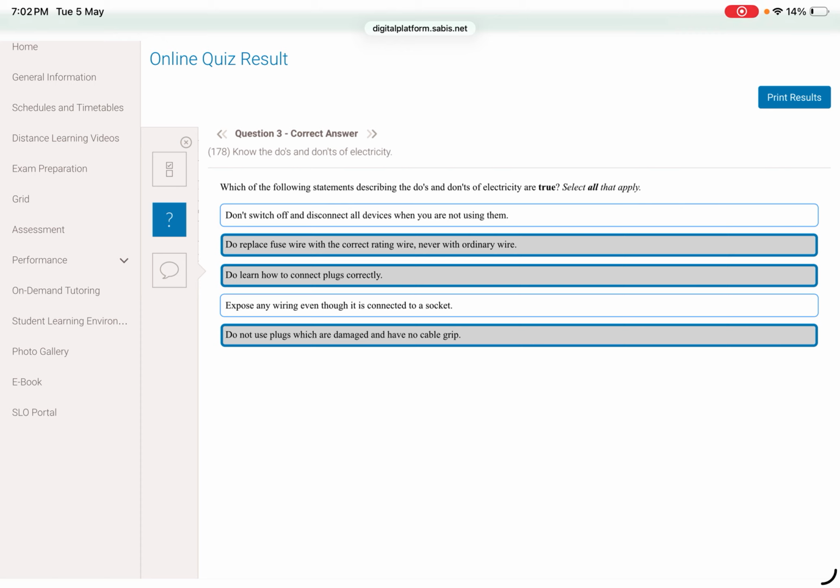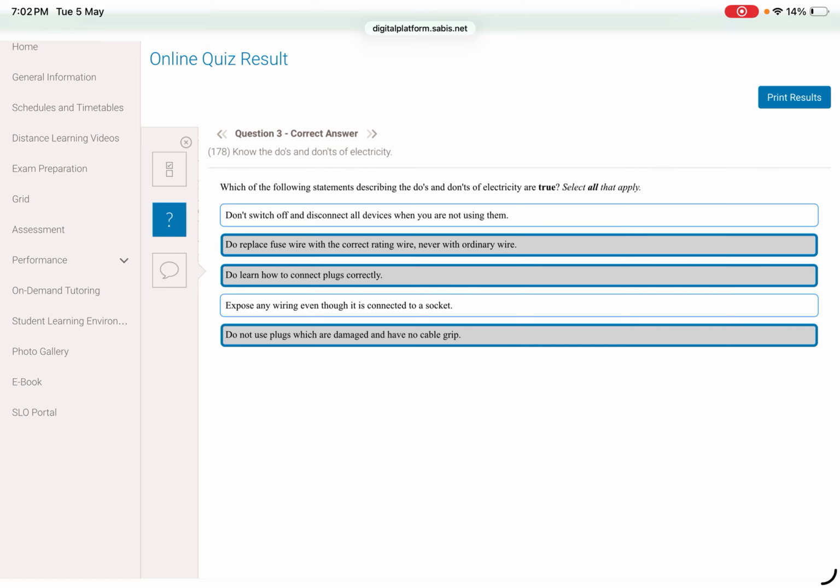And the last one is true, because they said, do not use plugs when they are damaged and have no cable grip, because a damaged plug or missing cable grip means that the wire can pull out. And live wires, which is extremely dangerous, if you touch it, you're dead. So live wires may be exposed, and the risk of shock or fires increases. So you should never use damaged plugs. Okay, so I hope you understood this.